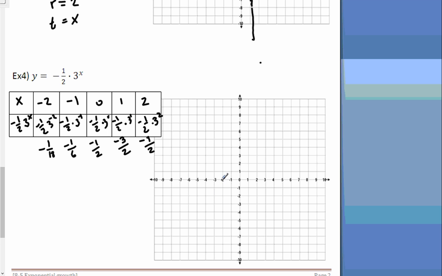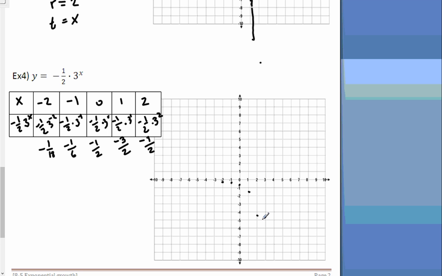Pretend that didn't happen. Negative 2 was negative 1/18, so it's here. Negative 1 is negative 1/6, so it's about here. 0 is negative 1/2, so it's here. 1 is negative 3/2, so it's here. And 2 is negative 9/2, which is negative 4.5, so it's here. So it's doing something like this. It's curving like this, right?